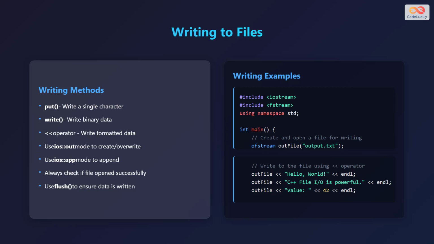Similar to reading, writing to files can be done using several methods. First is the put function, which writes a single character. Next is the write function, which writes binary data. Then, there's the insertion operator for writing formatted data. Use ios::out mode to create or overwrite the file, and ios::app mode to append to the end of the file. As always, check if the file opened successfully before writing, and use the flush function to ensure data is immediately written to the file.